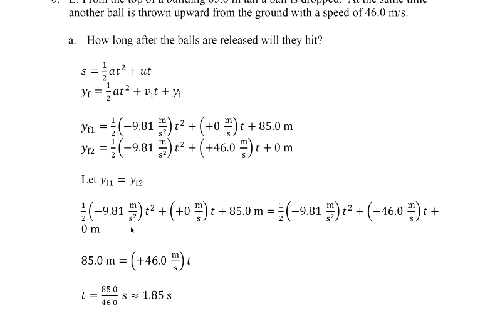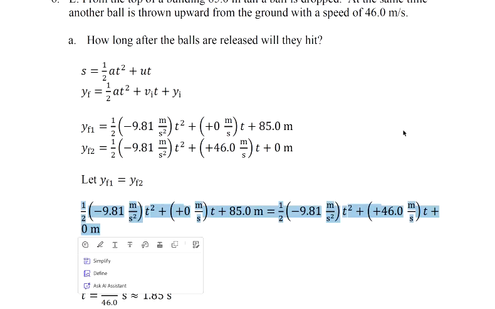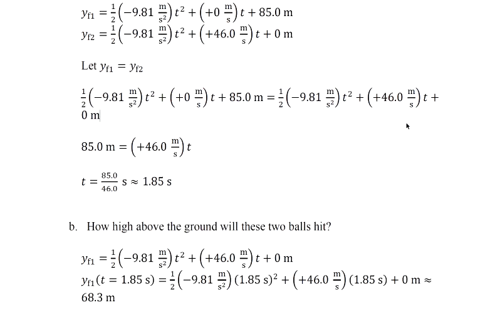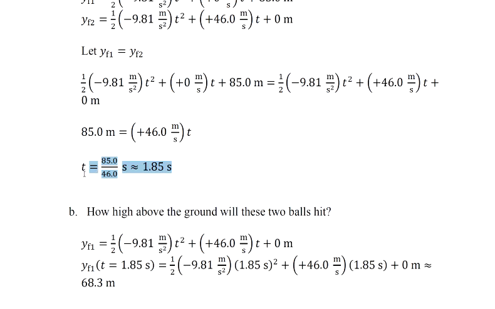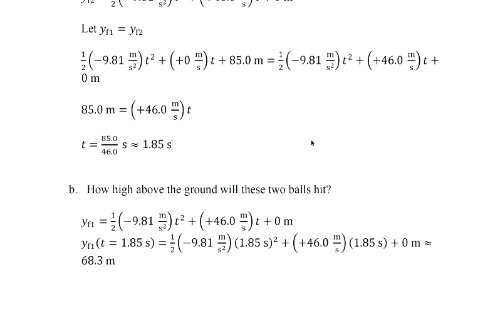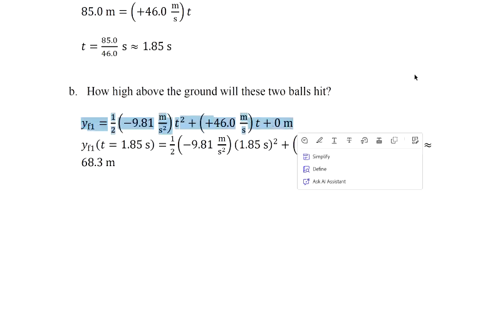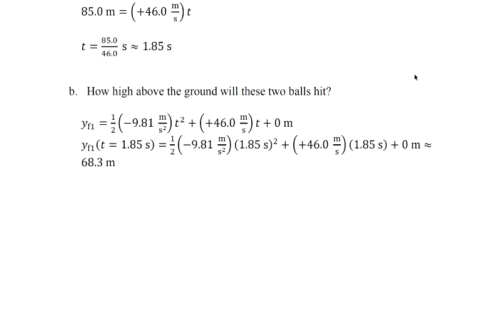Then set them equal to each other, because when you set them equal to each other, that's when their displacement is equal to each other. And that's when they should have the same time. So once you set them equal to each other, you solve for time, you get about 1.85 seconds. How high above the ground will these two balls hit? Take one of the equations and plug in your answer from part A to get part B.